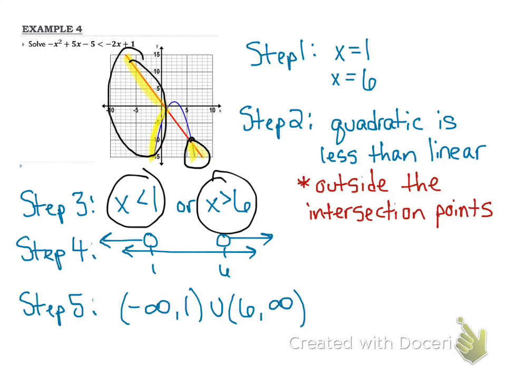Just as a reminder, this union in the middle is very important. It shows that there are two separate pieces of our solution, but they're both part of the solution for the same inequality. And again, this tells us that if we choose anything less than 1 or anything greater than 6 and plug it into the inequality, then we'll get a statement that's true.